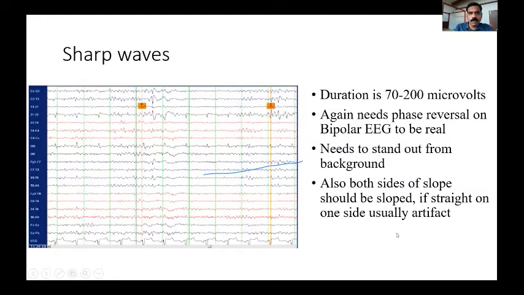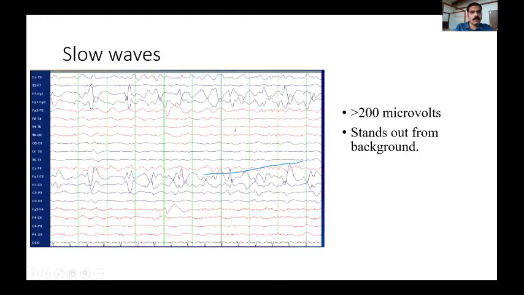Okay, if it is straight, then it could be an artifact. I'll just show an example later on. Then we use the term slow waves. Use the term slow waves when it is more than 200 microvolts. You can see here, this is definitely more than 200 microvolts. This is a slow wave.